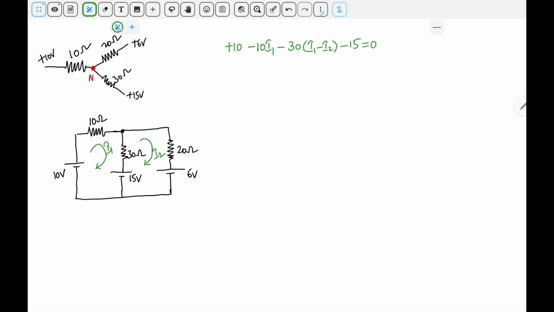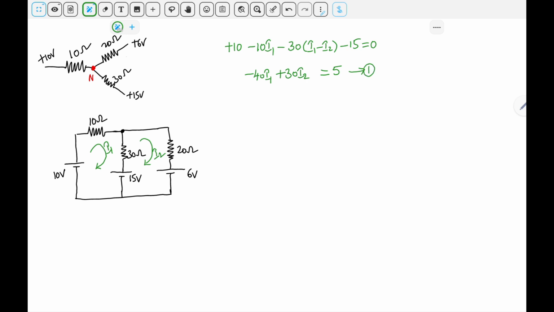When you try to simplify the first equation, 10 minus 15 is minus 5. When you send it to the other side, it becomes plus 5. For I1, the coefficients are minus 10 and minus 30. Therefore, finally it is minus 40 I1. And for I2, the coefficient is minus 30 into minus 1, therefore it is plus 30. So this is the first equation, which is related to mesh 1.